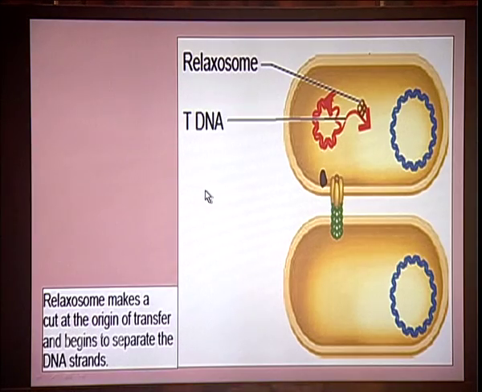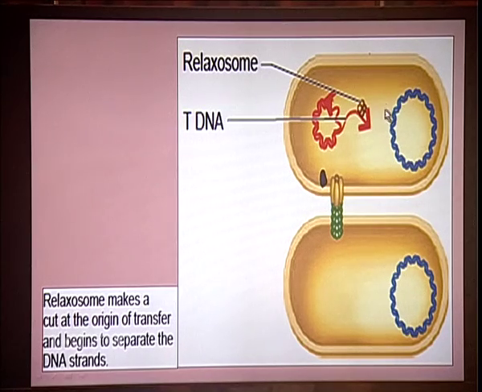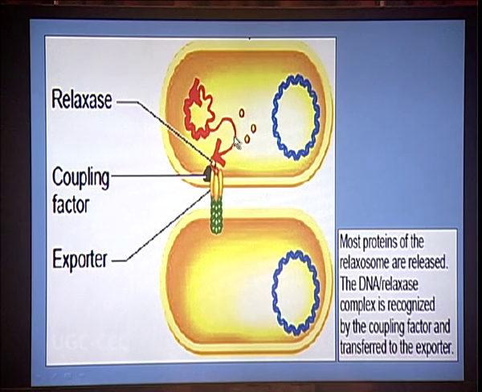The relaxosome recognizes a specific site on the F plasmid called the ORI-T site, and it creates a nick on a single strand of the F plasmid and separates the strands. The relaxosome contains many proteins. All the proteins are released except the protein called relaxase, which remains bound to the nicked DNA. Next, this relaxase protein forms a complex with the DNA.